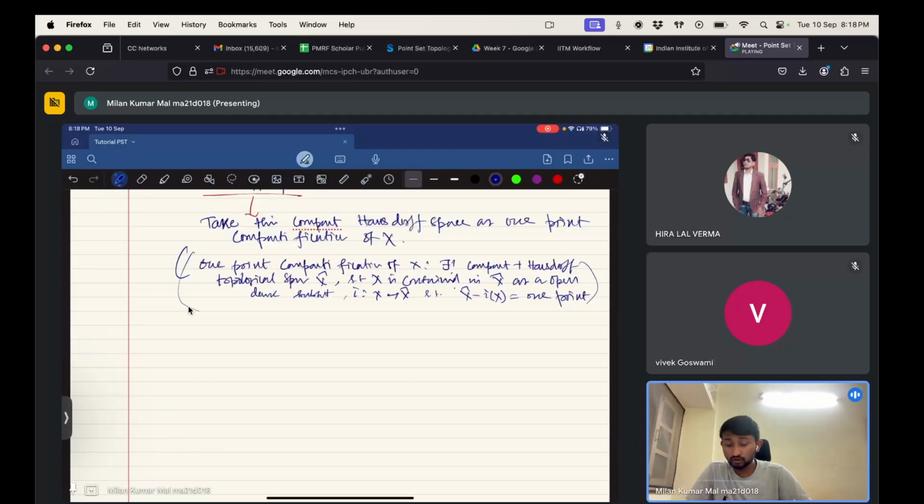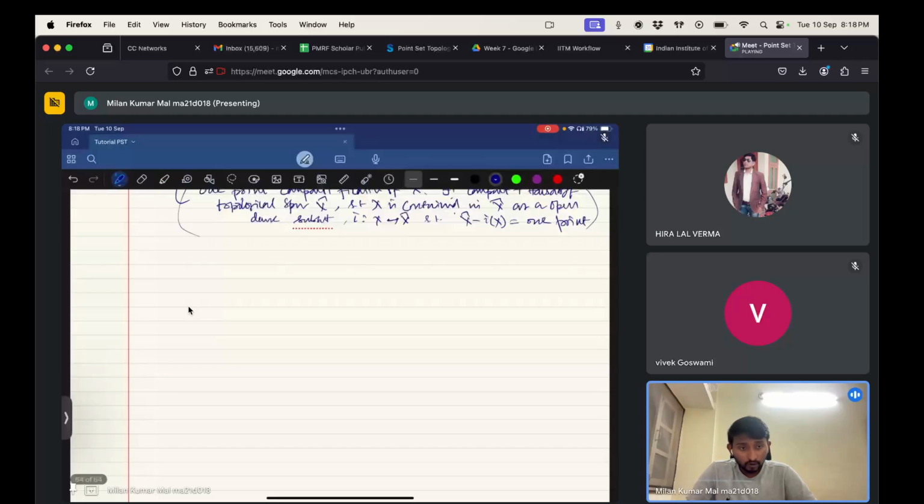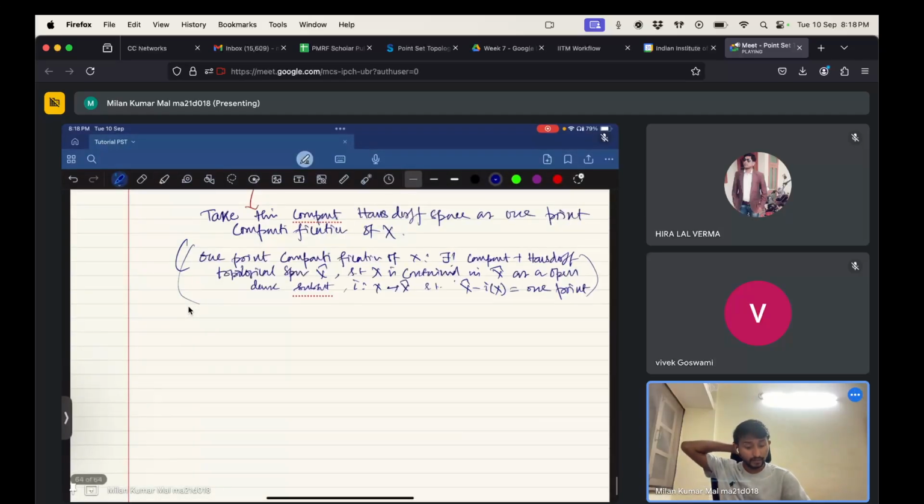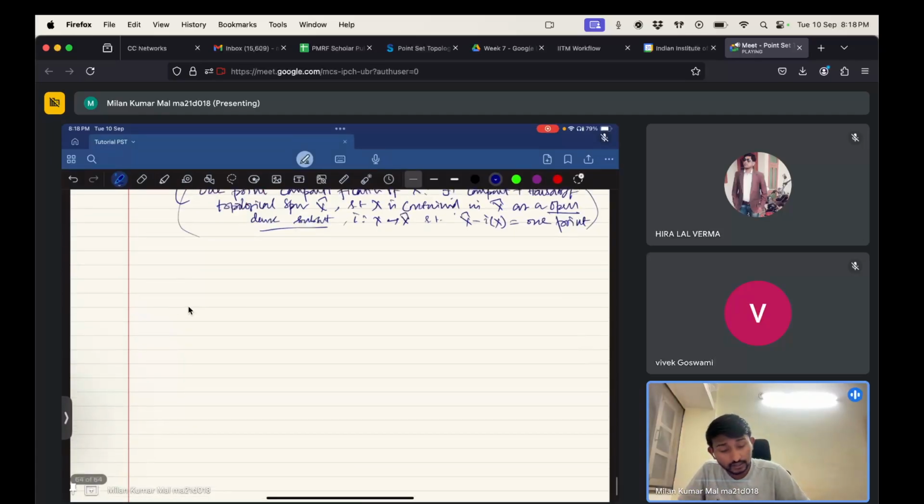Just to recall, I think you know very well. So you can take a one point compactification of that space, and then the locally compact space is sitting inside it as an open dense subspace. So I think this is clear now.